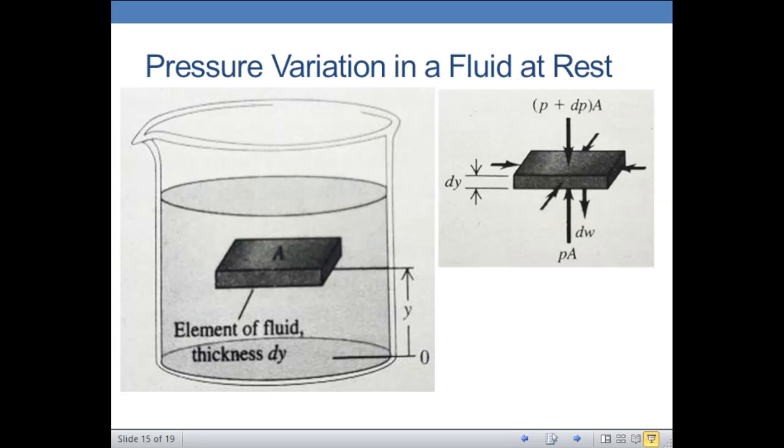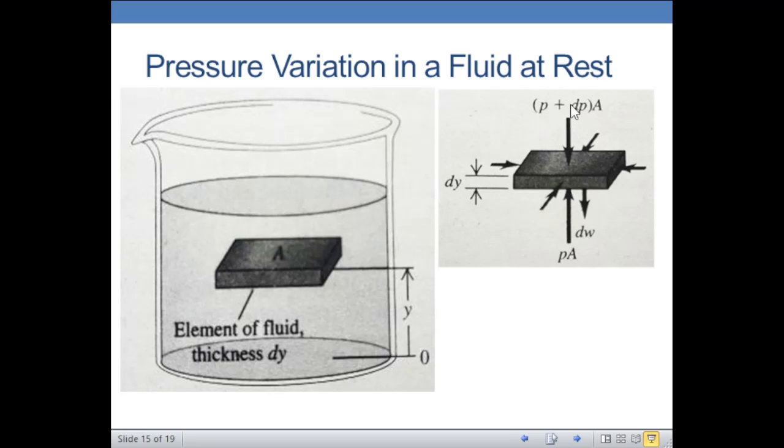Take note that we also use the y-axis that refers to the elevation of the fluid. We are going to use this block to illustrate the different forces that act on it. So we have different types of forces that we see here.